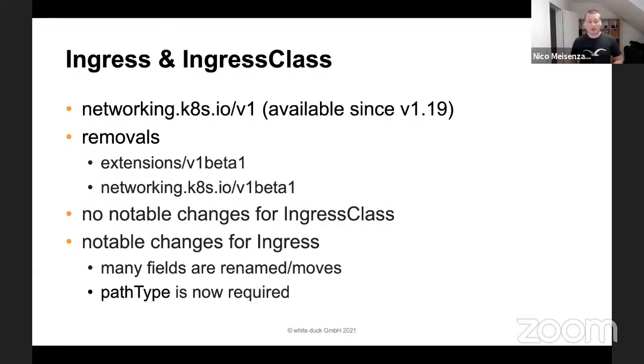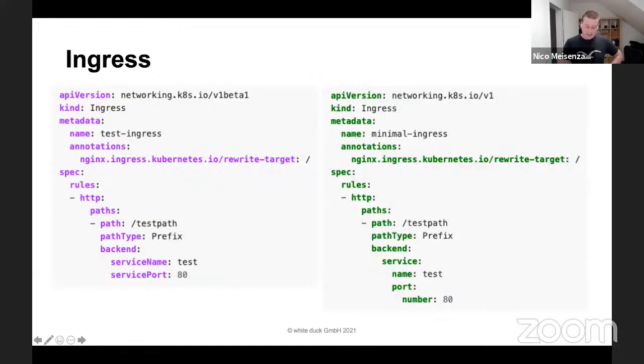For Ingress itself, there were some fields removed and restructured, and I will show you in a bit. Basically around the backend service part in the Ingress manifest, and also the path type is now required. So if you have an older Ingress definition, older Ingress manifest, and you do not yet define the path type, you will have to in the future to be able to deploy it. So maybe have a quick look at the samples here.